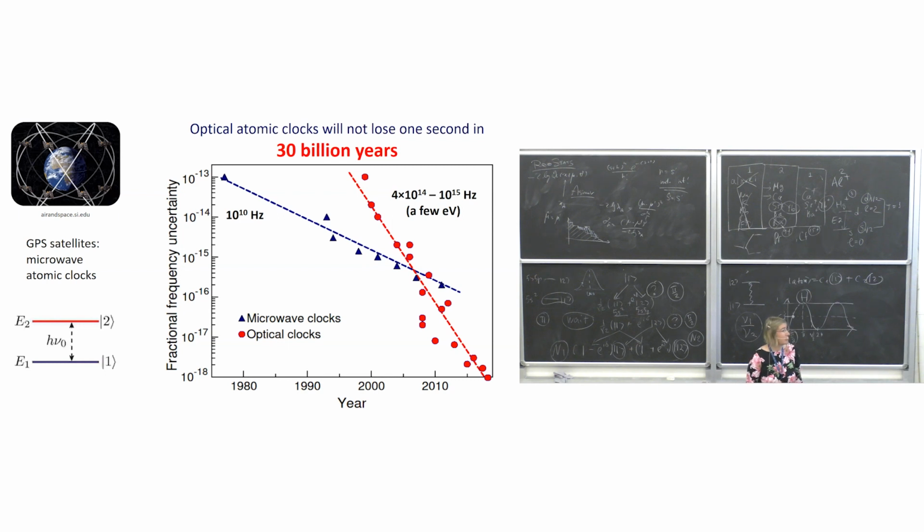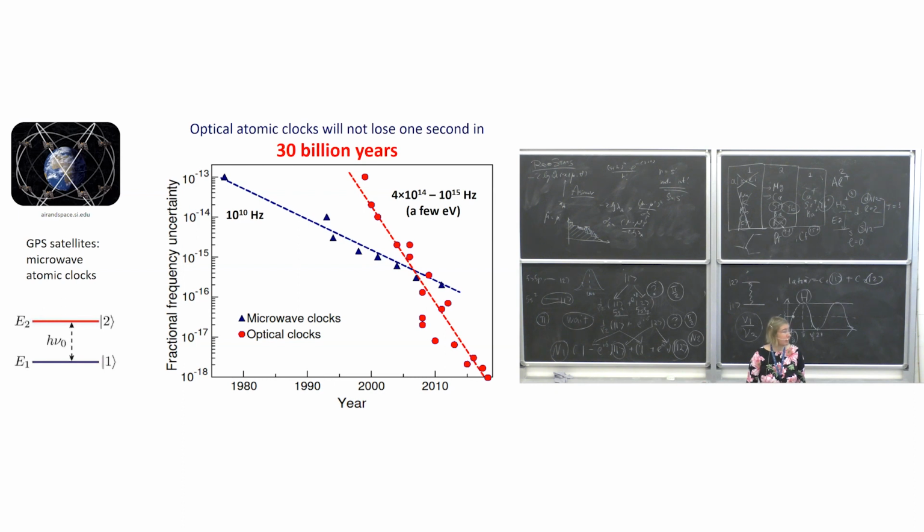So eventually, cesium will no longer be the definition of a second because of these optical clocks. As you see, there's kind of a Moore's law of optical clocks. They improve by a factor of 10 in about 5 to 10 years.